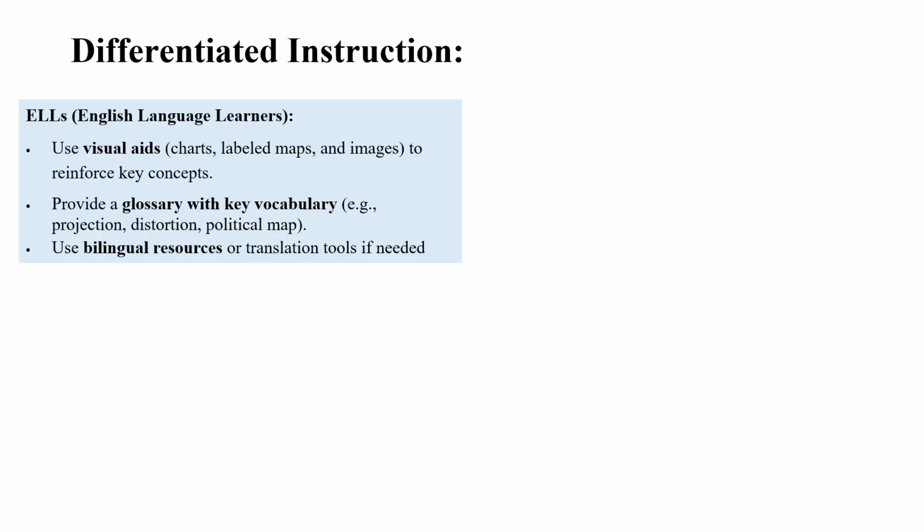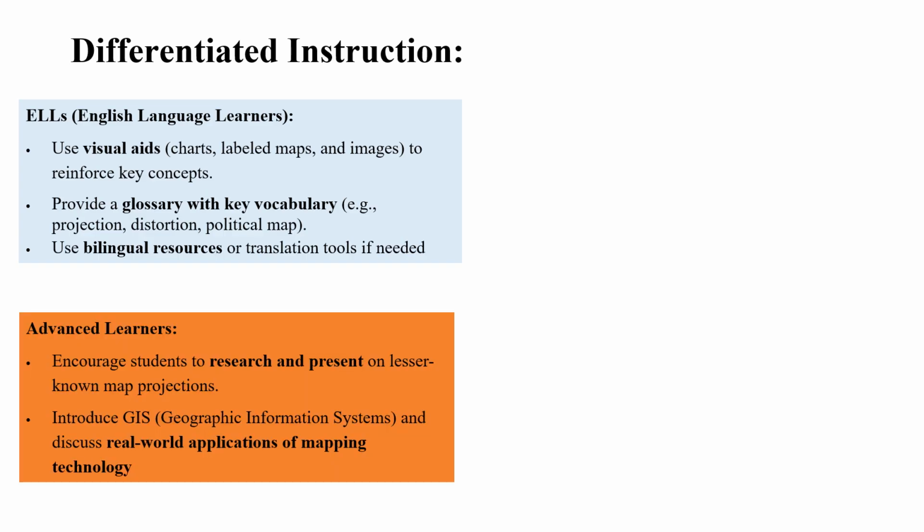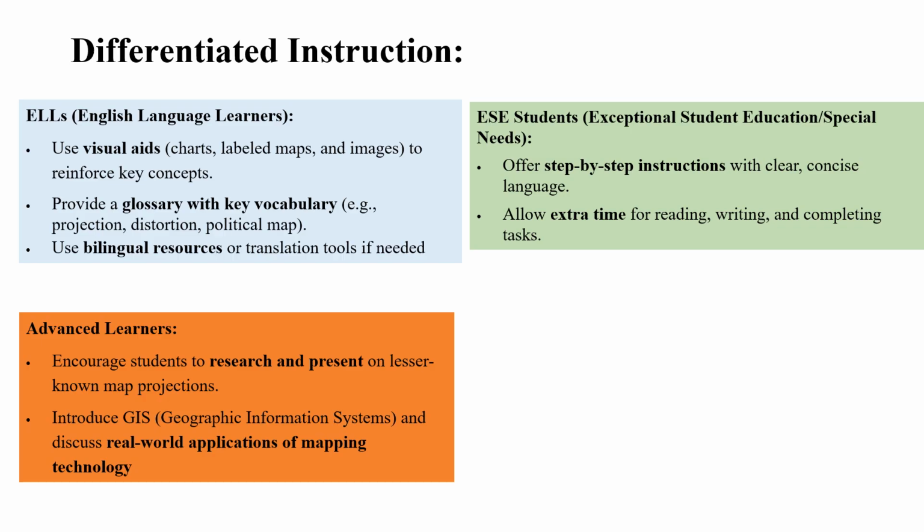The differentiated instruction. If we have English language learners, we are going to use visual aids and provide a glossary with the key vocabulary, for example, projection, distortion, map, and use bilingual resources. In the case of advanced learners, students with more capacity, we encourage the student to research and present lesser-known map projections and introduce GIS, Geographic Information System, and discuss real-world applications. That's very attractive for the smarter students.